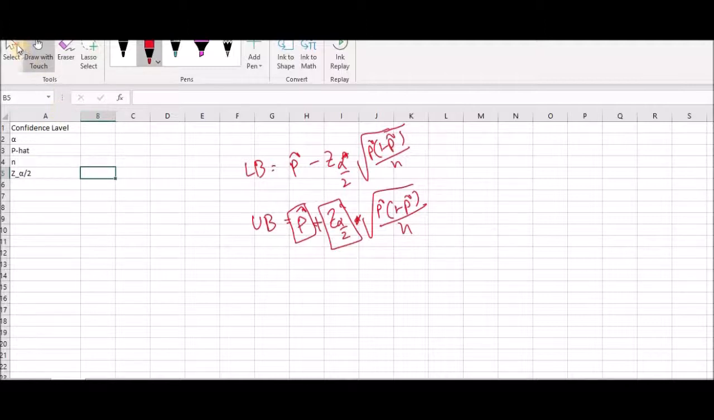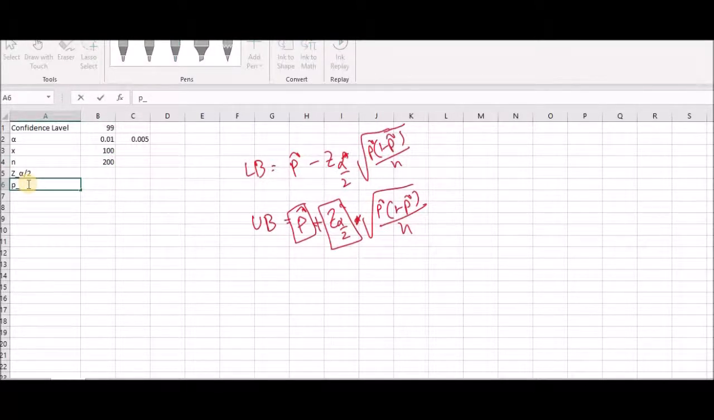So I have from the question that the level of confidence is 99%. That means alpha is 0.01 and alpha divided by 2 is going to be 0.005. I don't have p hat from the question straight away, but I know that out of the 200, 100 of them have kids. So x is equal to 100 and n is equal to 200. Now I want to compute p hat, so I'm going to compute it right here. P hat is basically x divided by n. So p hat is 50% or 0.5.